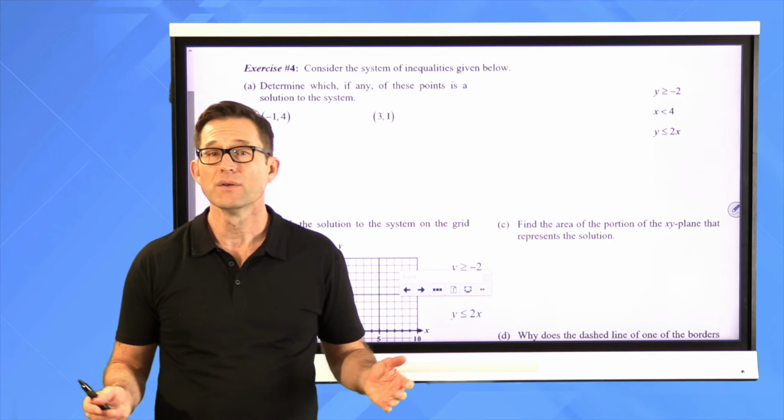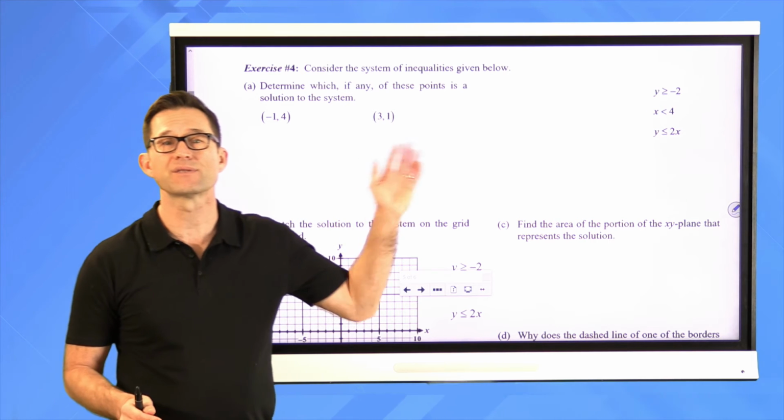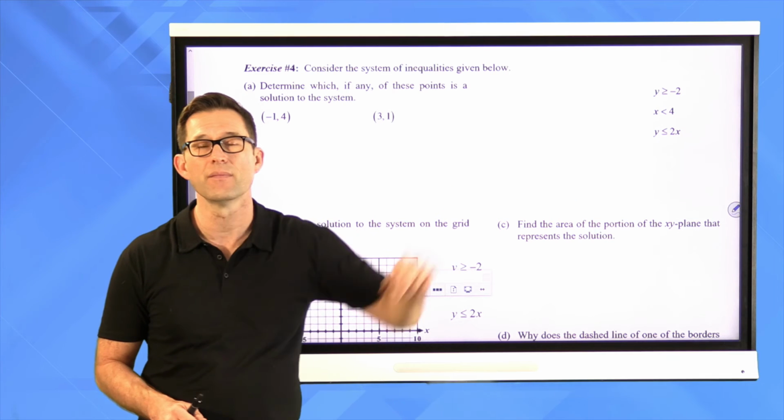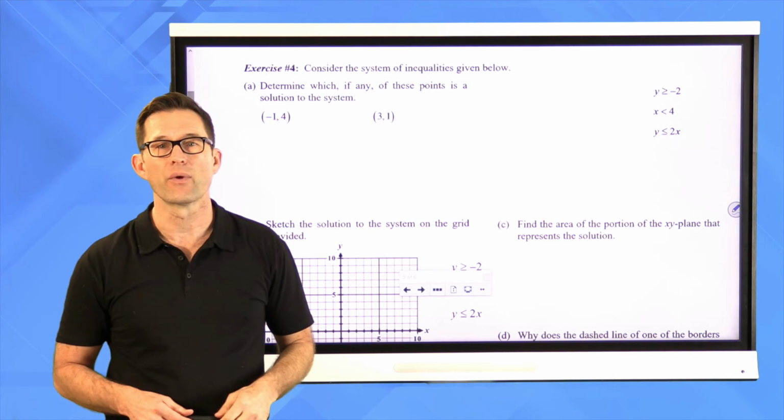All right, so I'm just kind of curious. I've got these 2 points. You see if either one of them is a solution to the system of those inequalities. Play around with it right now.